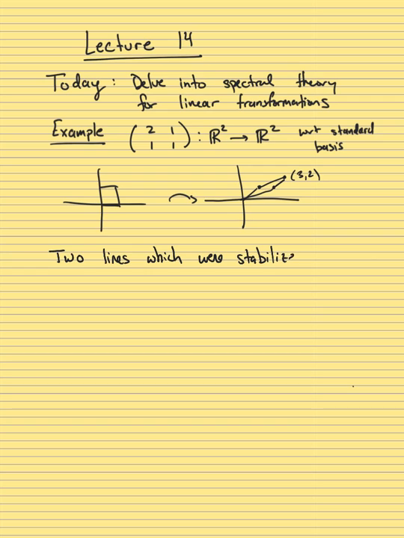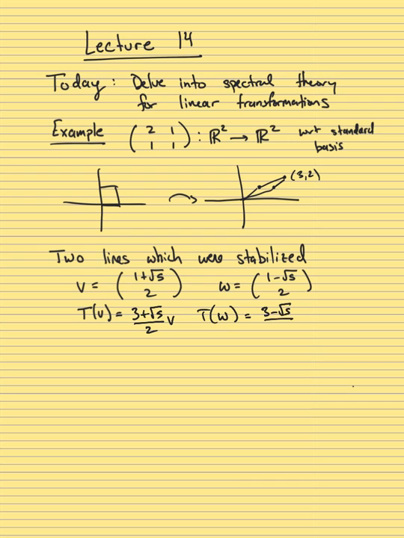Okay, and then we noticed that this linear transformation had two lines which were stabilized. The first line passed through the vector v, which was (1 plus square root of 5)/2, and the second line was spanned by w, which was (1 minus the square root of 5)/2. On v, the transformation sent the vector v to a multiple of itself, so T of v is (3 plus square root of 5)/2 times v, and T of w was (3 minus square root of 5)/2 times w.